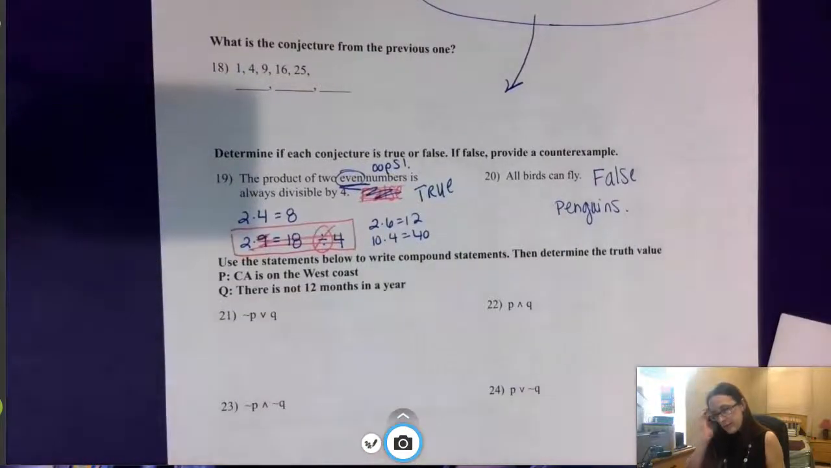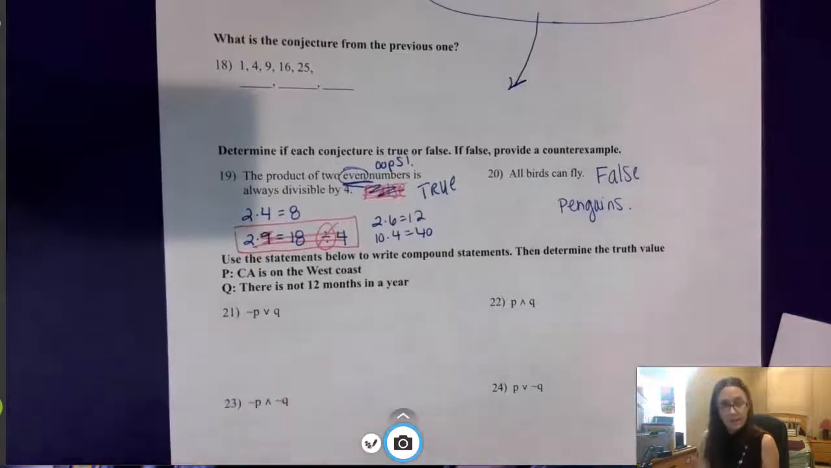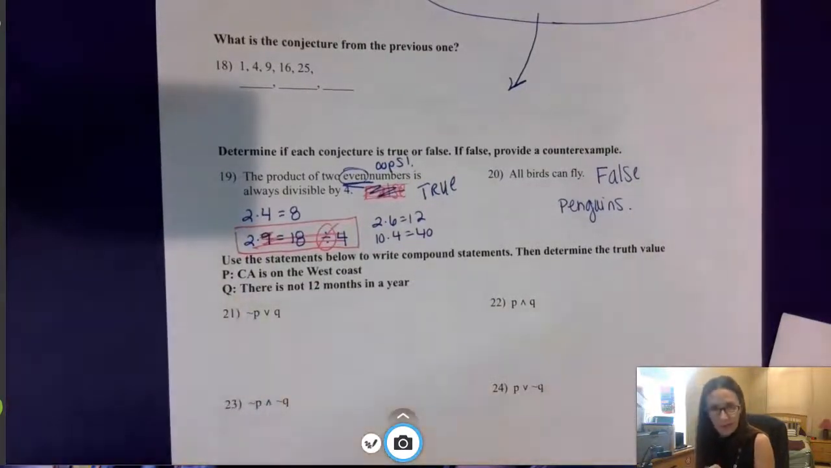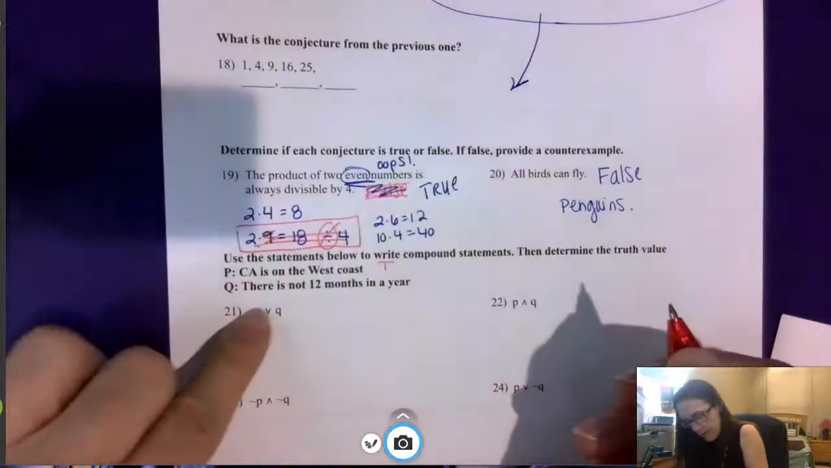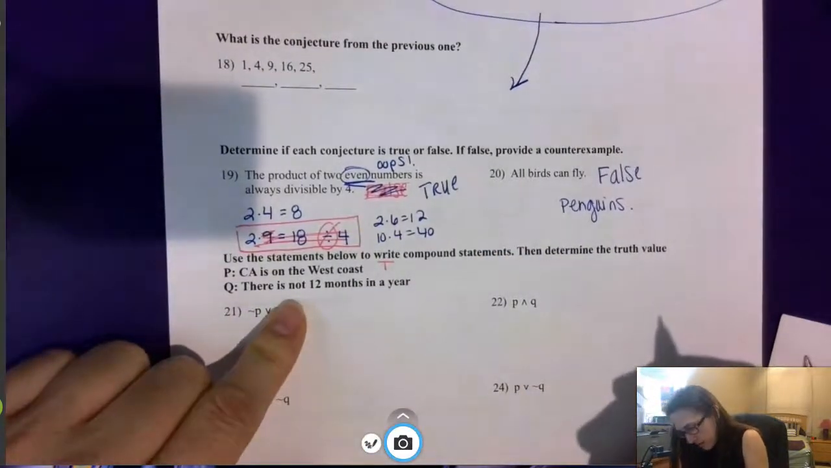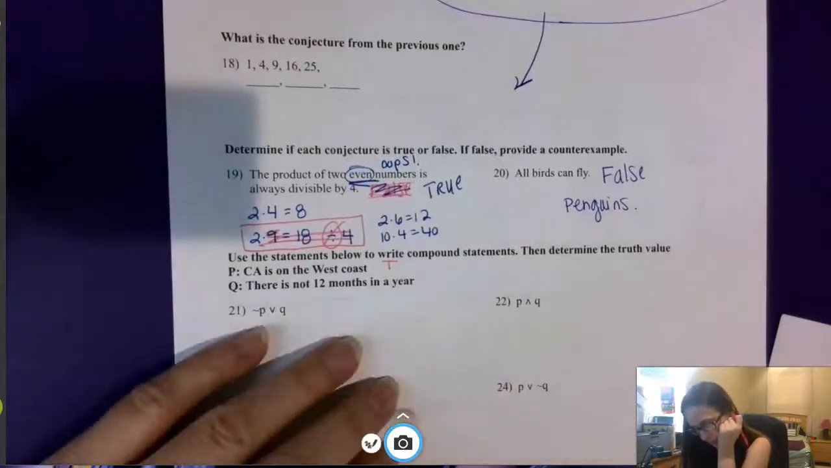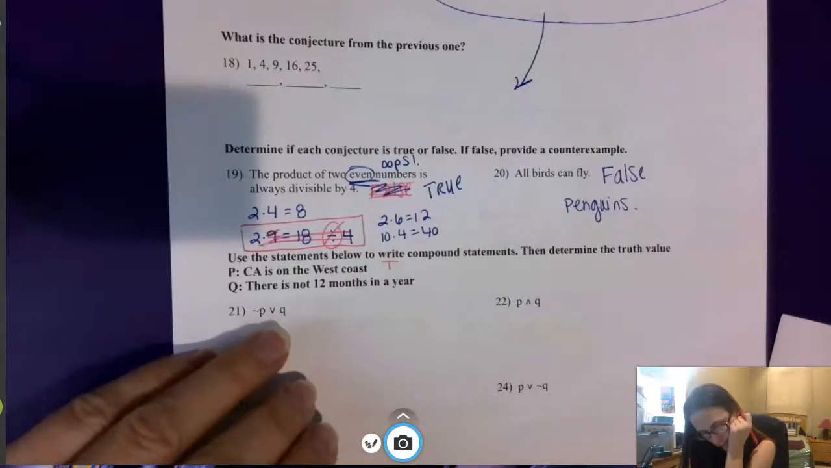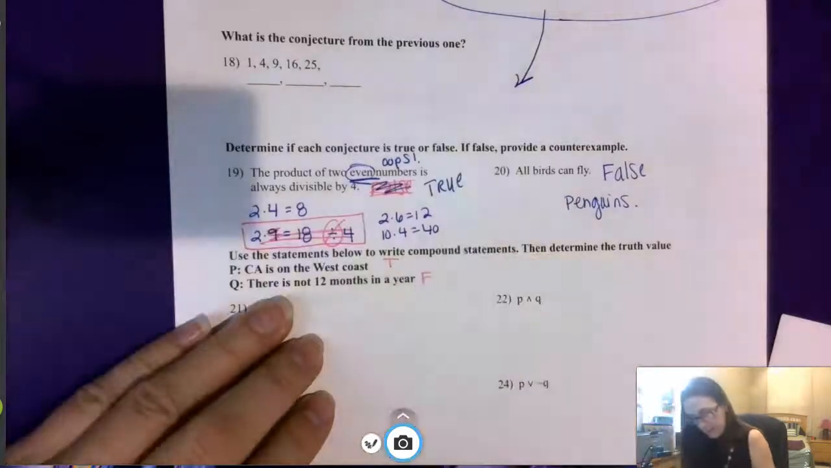Penguins. Okay, use the statements below to write compound statements, then determine the truth. Now I talked in class today, you don't really have to write the entire compound statement. If you know the true or falseness of the statement, you'll be okay. California is on the west coast. This is true. There's not 12 months in the year. I wrote that wrong too then. Crud. There's not 12 months in the year. Well, that's false. There are 12 months in the year.